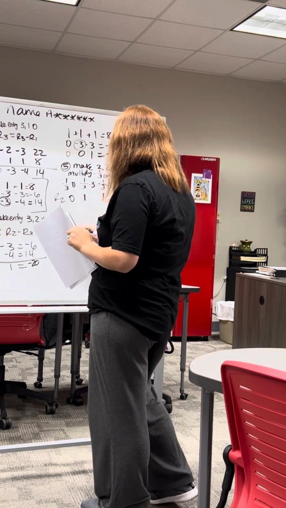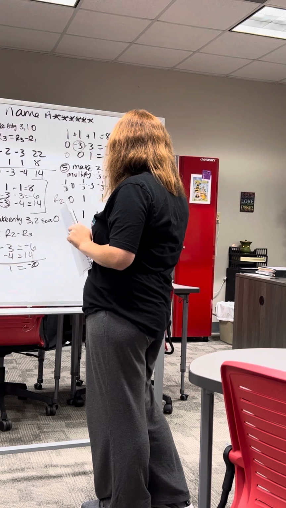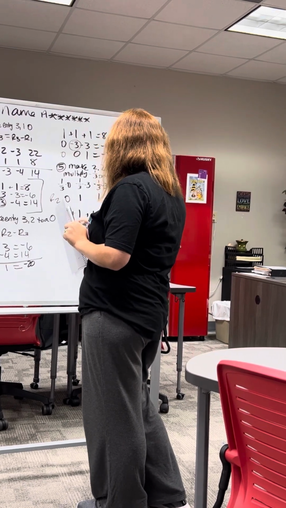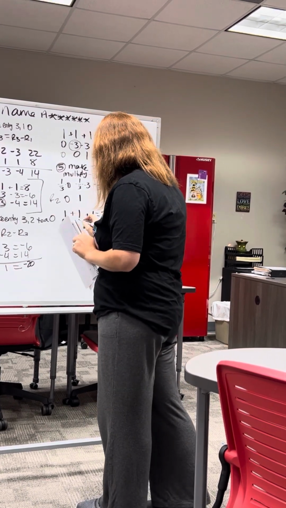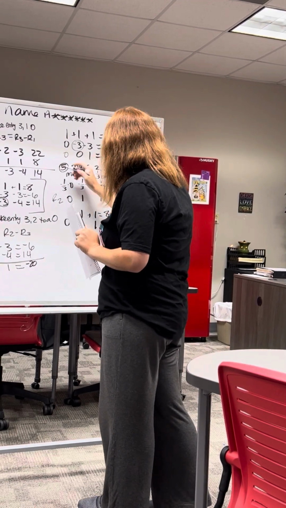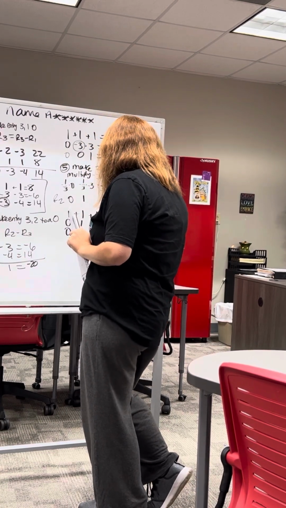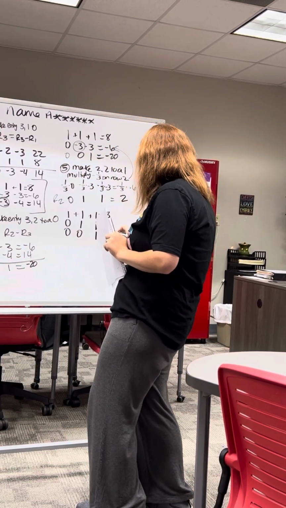So now I'm gonna drop down my numbers. 1, 1, 1, 8. And then I'm gonna enter in the numbers that I just got, and then I'm gonna drop down row 3. 0, 0, 1 equals -20.